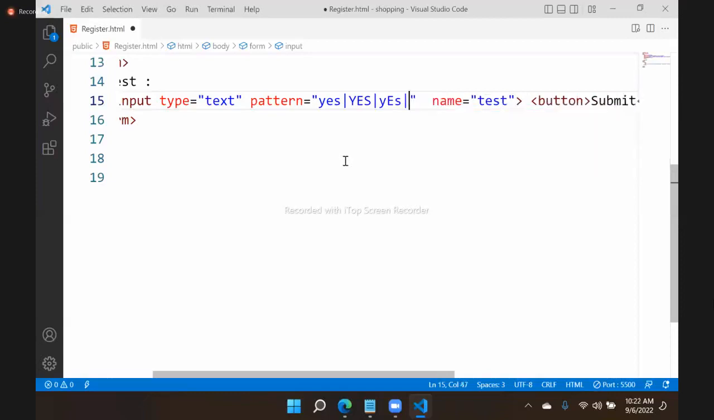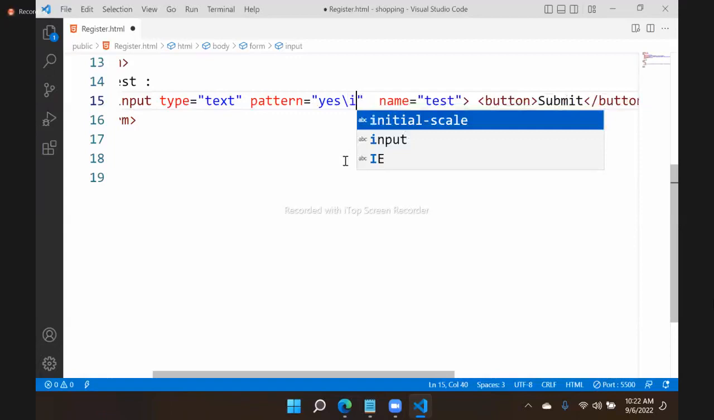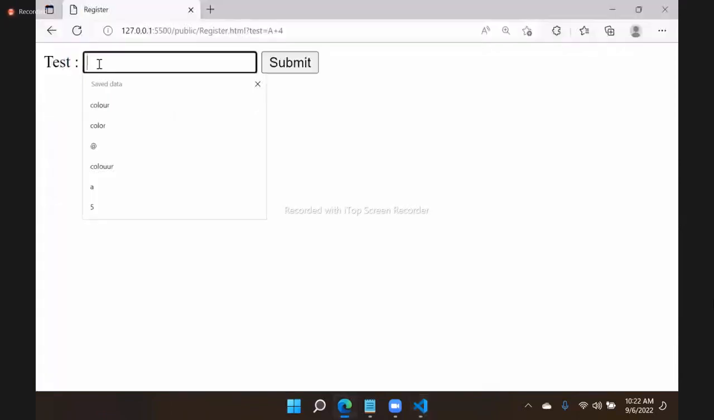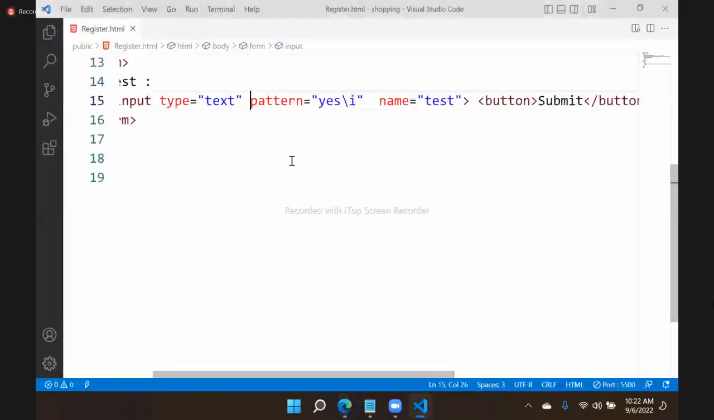Due to that, what we generally do is put /i here. /i is for ignore. But this is not an expression here. Suppose I am using yes and say submit. I am using YES, I say submit. I am using Yes, I say submit. It's all working. It is also used with expressions. Later we will build expressions. As of now, it is not an expression. It is a single word. For a word, you can use /i.